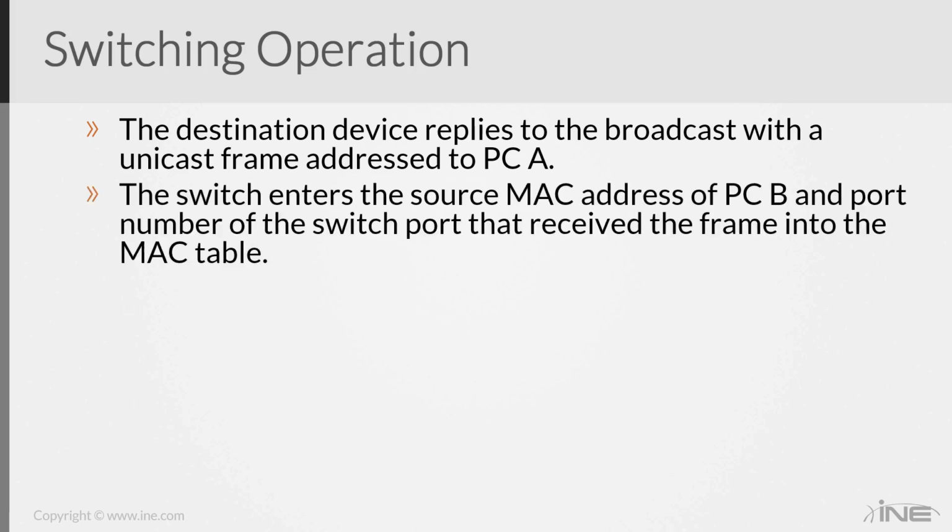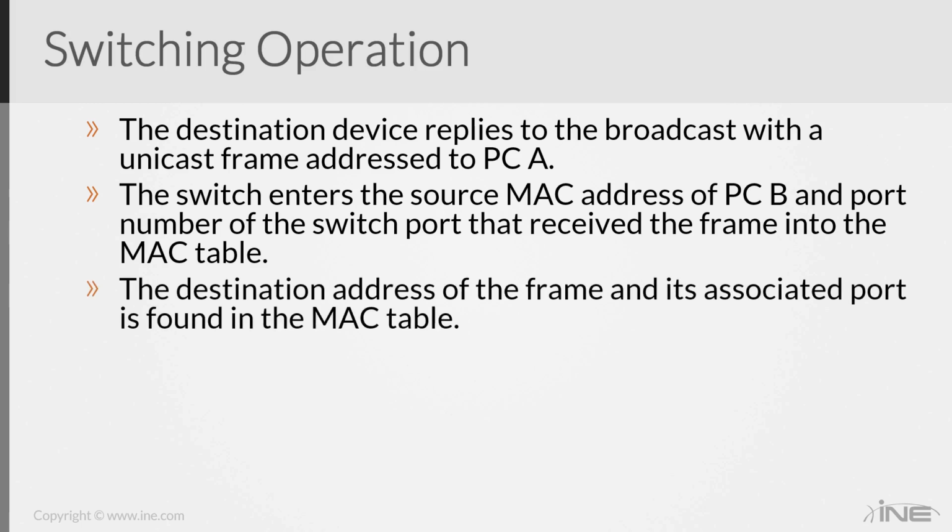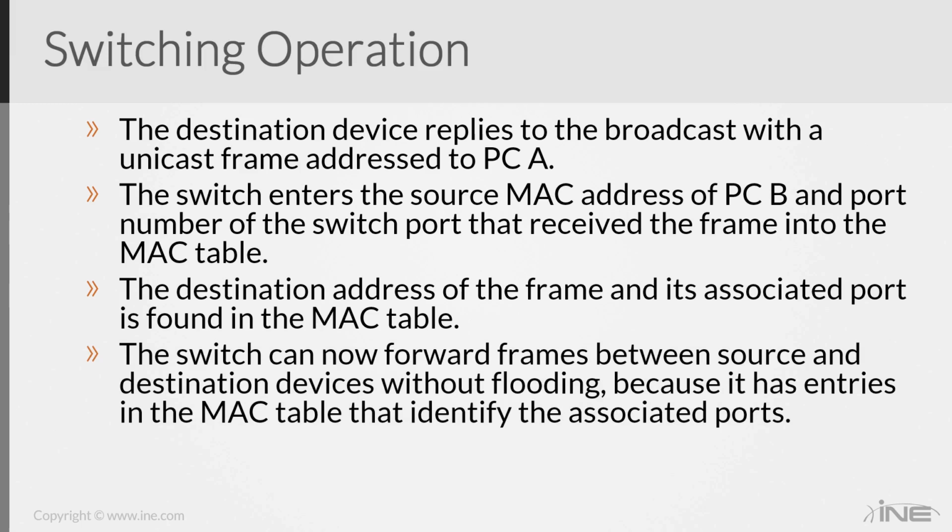The switch enters the source MAC address of PCB and port number of the switch that it received the frame on into the table. The destination of the frame and its associated port is found in the MAC table, and the switch can now forward frames between source and destination without flooding. That is because it has entries in the MAC table that identify the associated ports. So that is what they call the collision domain. So I'm able to go in there, figure everything out, and know where I'm sending traffic. I don't have to sit there and think about it. I already know. All I have to do is look at the destination traffic, and off we go.